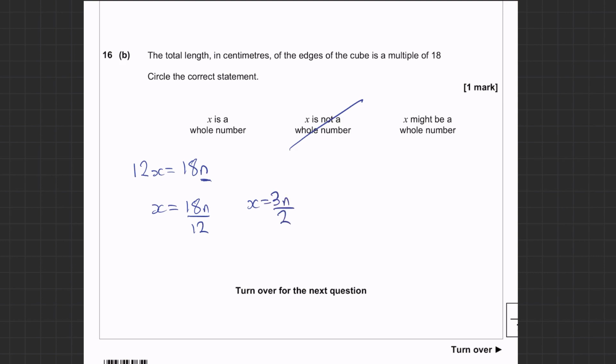3 over 2, that's not a whole number. It becomes a decimal, which is 1.5. So technically, it could be a whole number. It might be a whole number, but it might not be. So it's not going to be a whole number for sure or not for sure, so it has to be a maybe. So there's our mark.